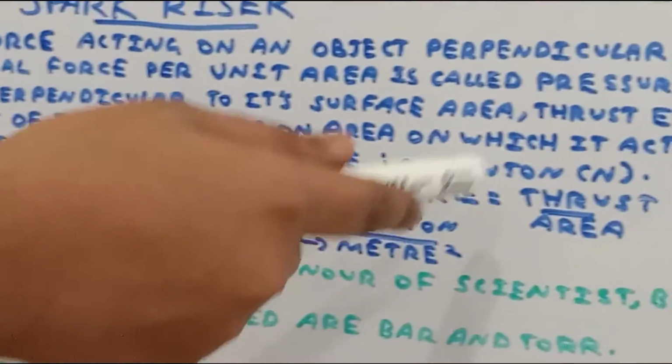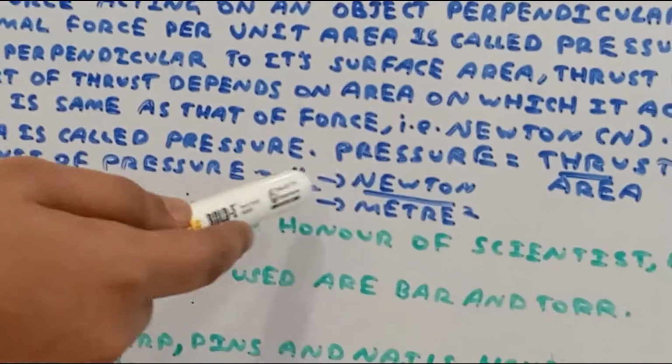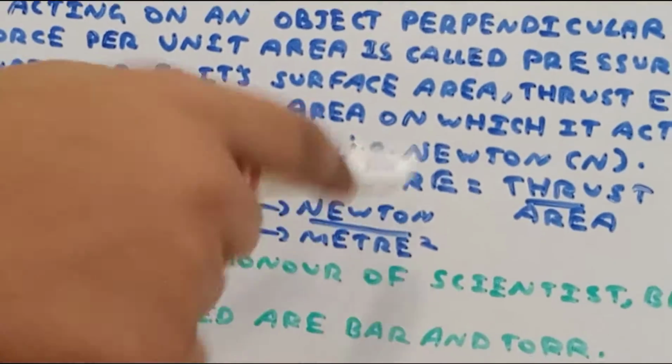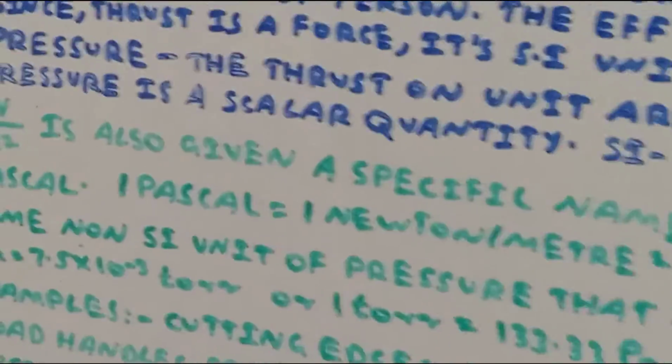Pressure is denoted by thrust by area, and pressure is a scalar quantity. The SI unit of pressure is N by m square, or Newton per meter square. And now we are going to see illustration 1.